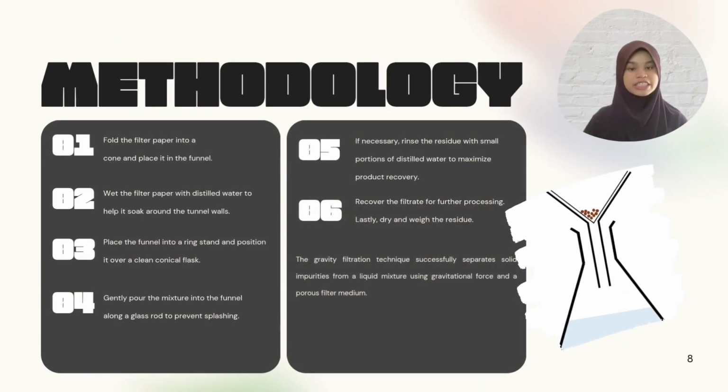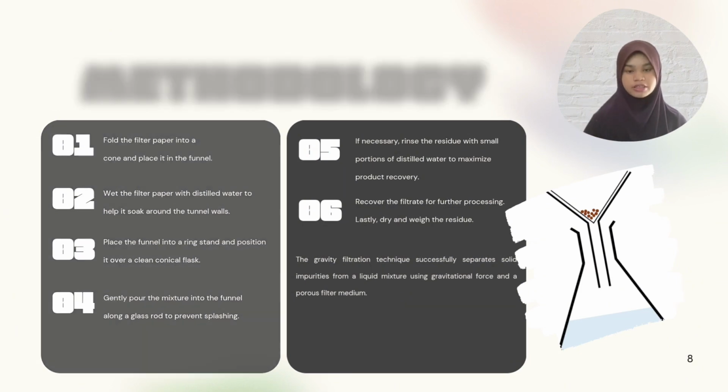The funnel is then placed into a ring stand and positioned over a clean conical flask. The mixture should be poured gently into the funnel in order to avoid splashing, and then the liquid is allowed to pass through the filter by gravity.